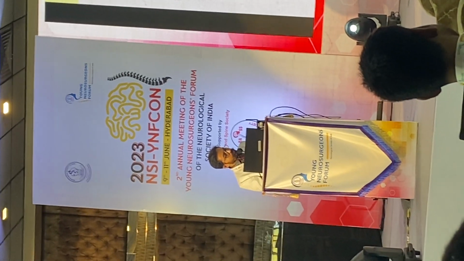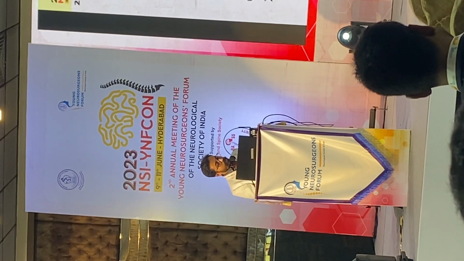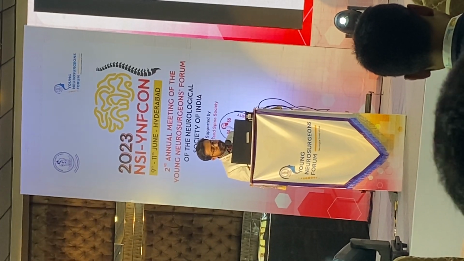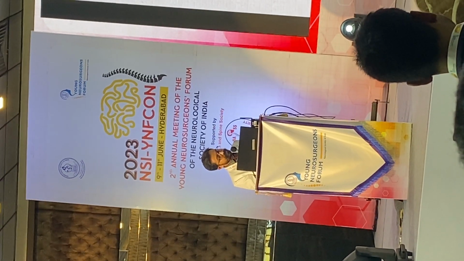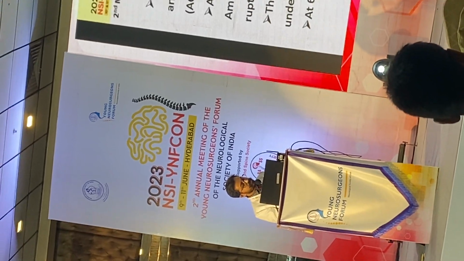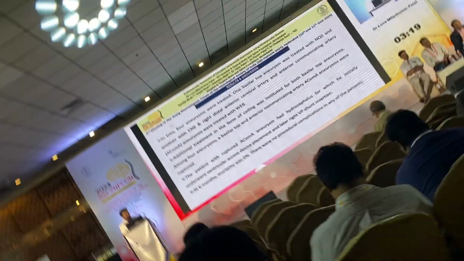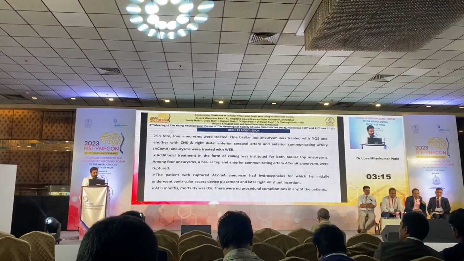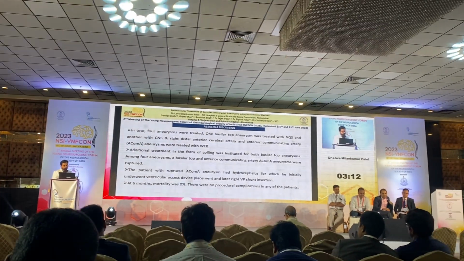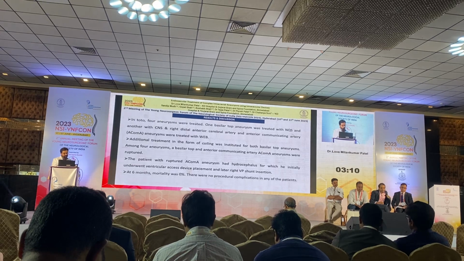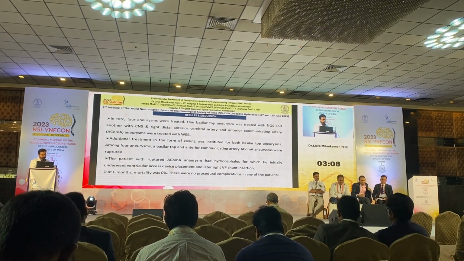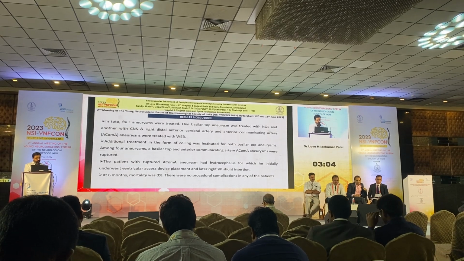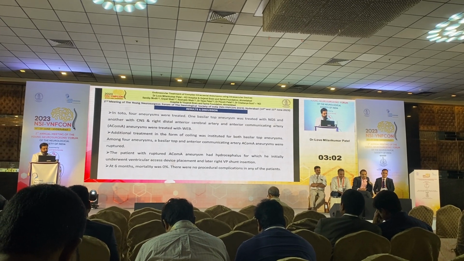So in total 4 aneurysms were treated. One was a basilar top aneurysm, as I'll show later, which was treated with neck stent, and another basilar top with the Contour device. And we had an ACOM aneurysm and a DACA aneurysm, which were both treated with Web device. Additional treatment in the form of coiling was instituted for both basilar top aneurysms. And among the 4 aneurysms, the basilar top and ACOM aneurysms were ruptured.